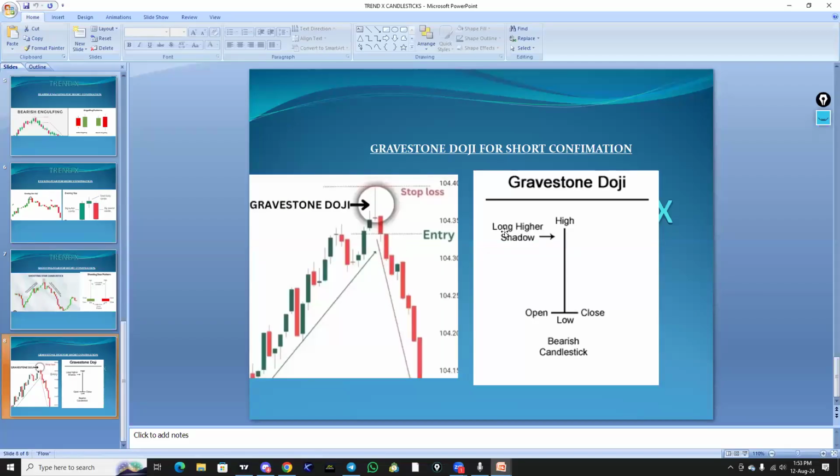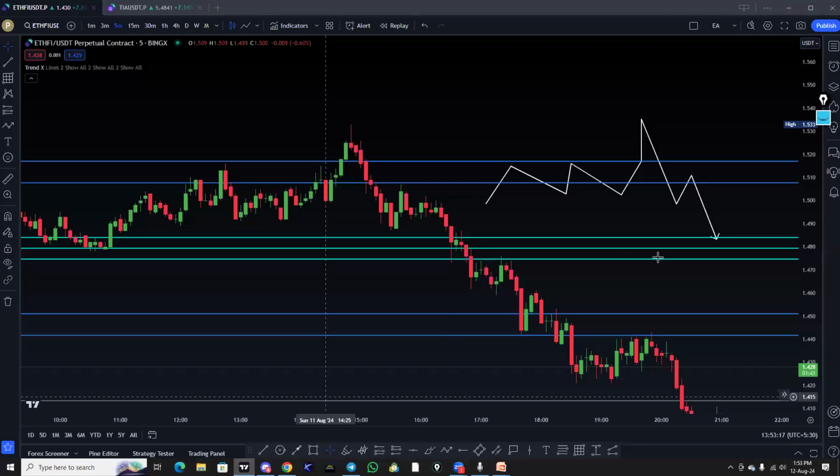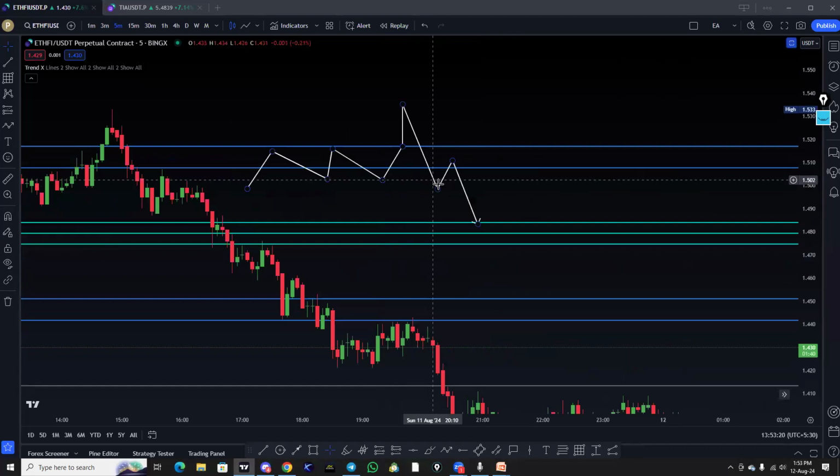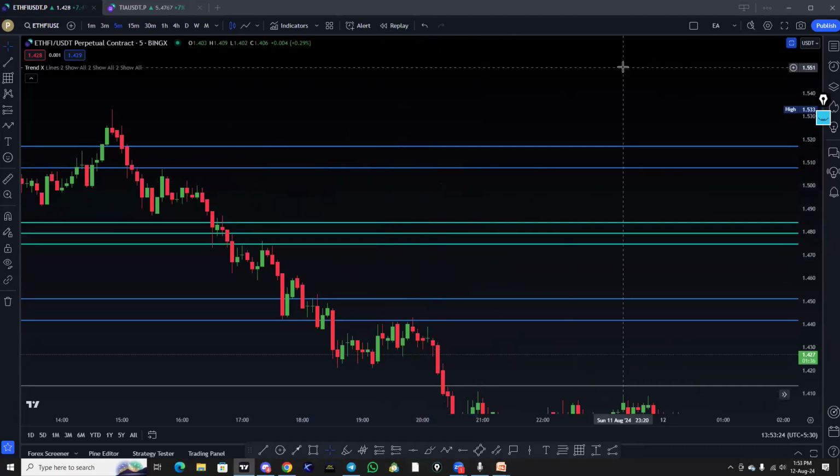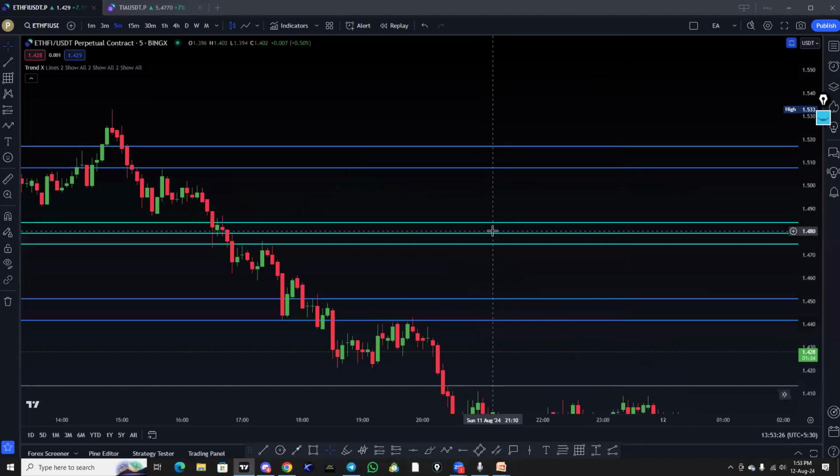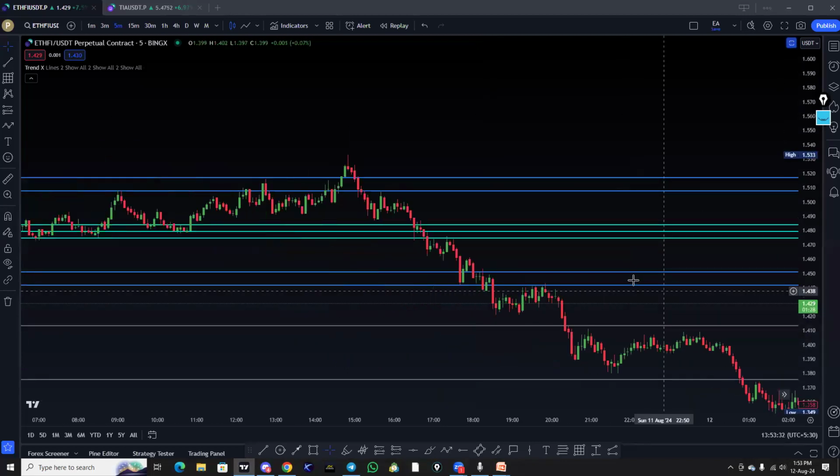Yeah, this is the last candle which I showed, a gravestone doji. Okay, I'll post this PDF. I already have the PDF. You just go and see in the announcement. You can download it and look at how it works.